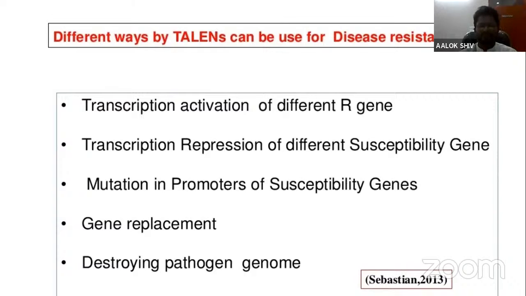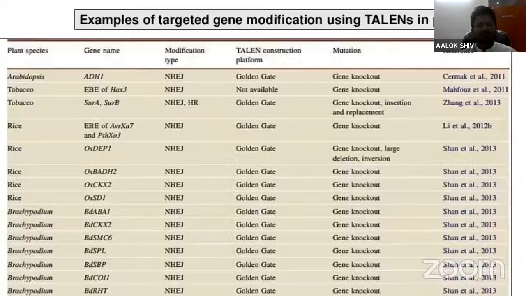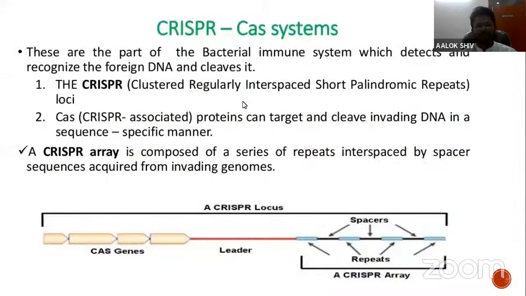Next is gene replacement. We can replace the gene with the help of homologous recombination. These are the different examples of using the Talon in plants for different traits. Here we can see in different plant species, these different genes have been modified, and this is the reference. These different groups of workers have modified these particular genes in different crops for different trait modification.